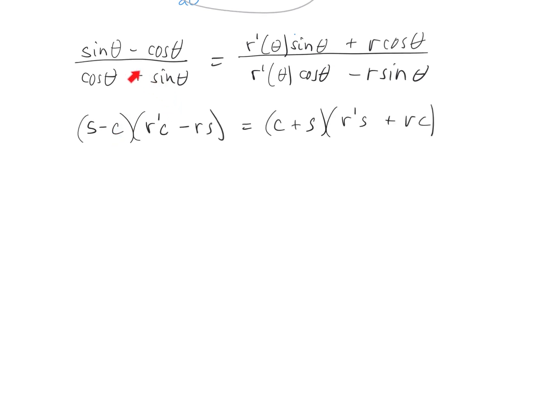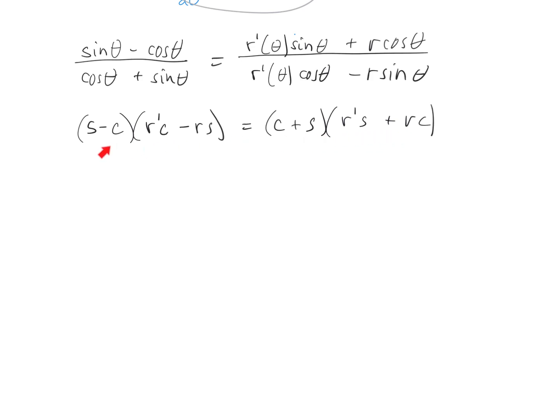It's a lot of writing, so I'm going to change sine of theta to just s, and cosine of theta to just c, and r prime of theta to just r prime. Sine of theta is just s, r cosine is rc. So when we cross multiply, we have s minus c times r prime c minus rs. And in this direction, we have c plus s multiplied by r prime s plus rc.